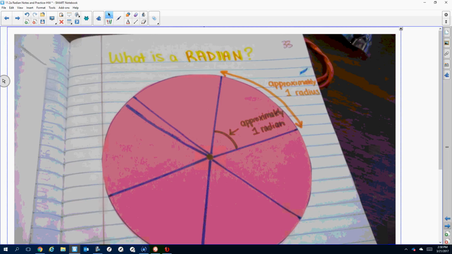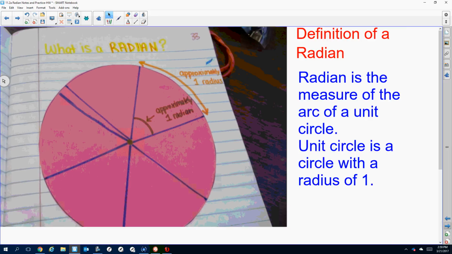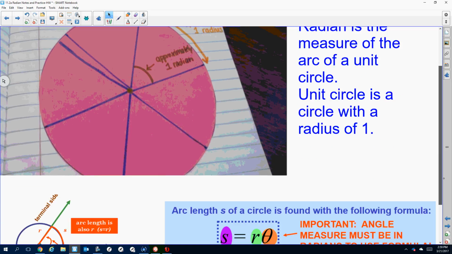So we're going to, on page 4, glue this down. We're going to title it, what is a radian? We're going to add these notes, and we're going to also add a definition, so you can leave some space underneath. I'll show you what it's going to look like, okay? Leave some space, because we're going to add some notes. Let me make sure it's on here. Yeah, there it is.